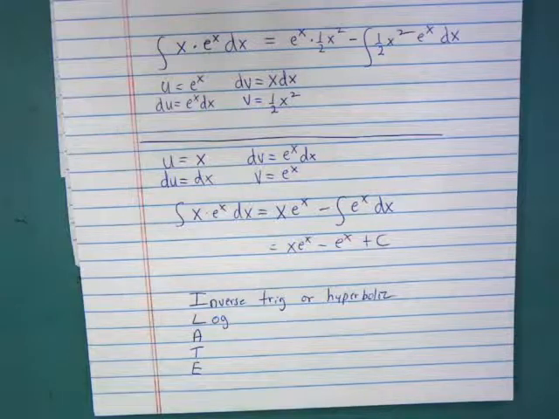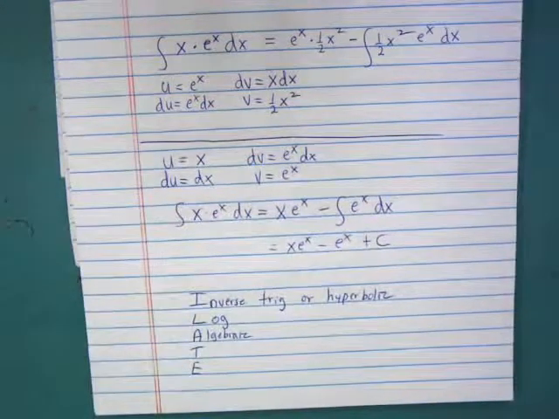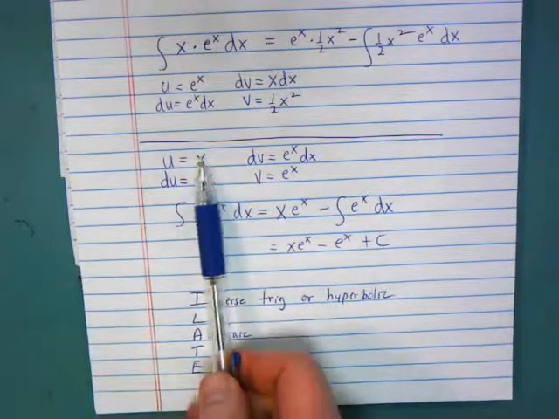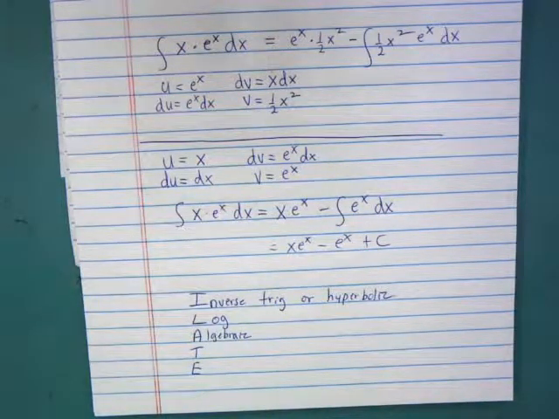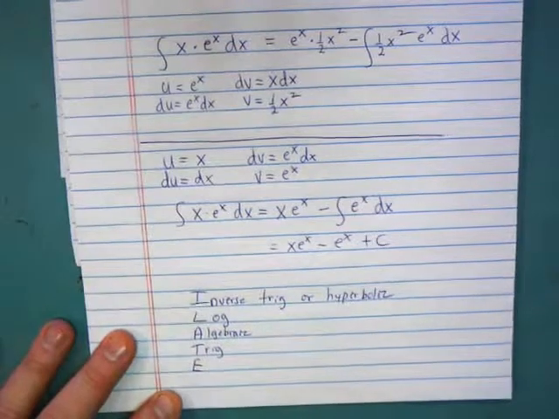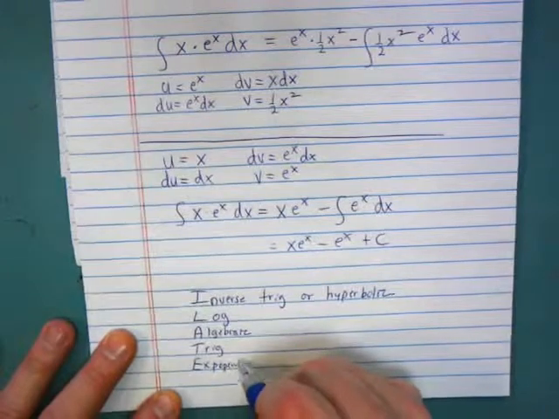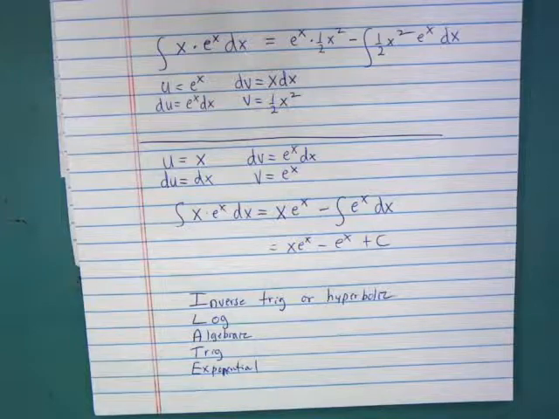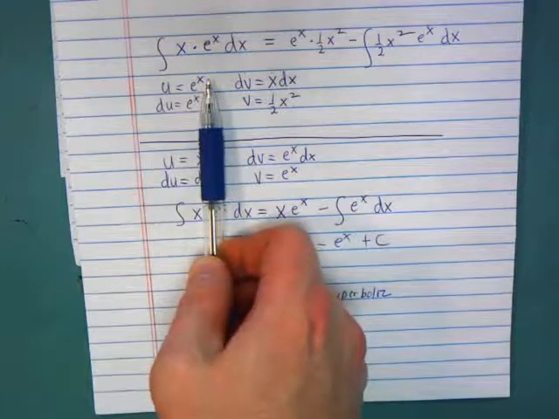A, that's the hardest one. A is algebraic. What's algebraic? Like an x plus 1, or an x squared, or in this case that we just did, the algebraic was just x. T? Trig. And E? Exponential. Which I spelled wrong. So that's the order that you look for. Okay? So exponential comes last, so we definitely should not have let u be e to the x.